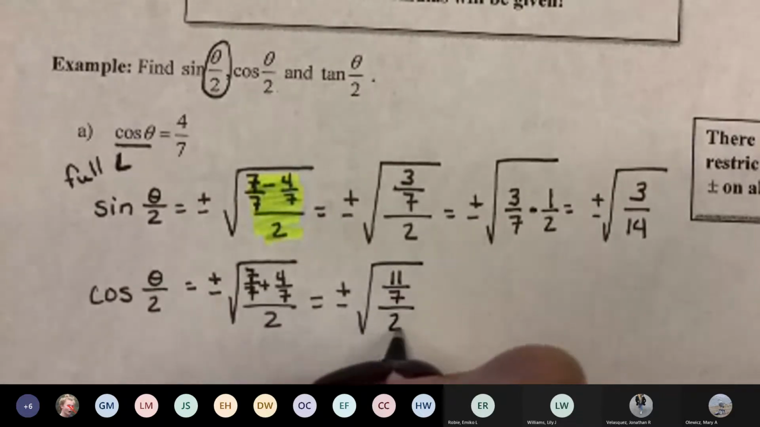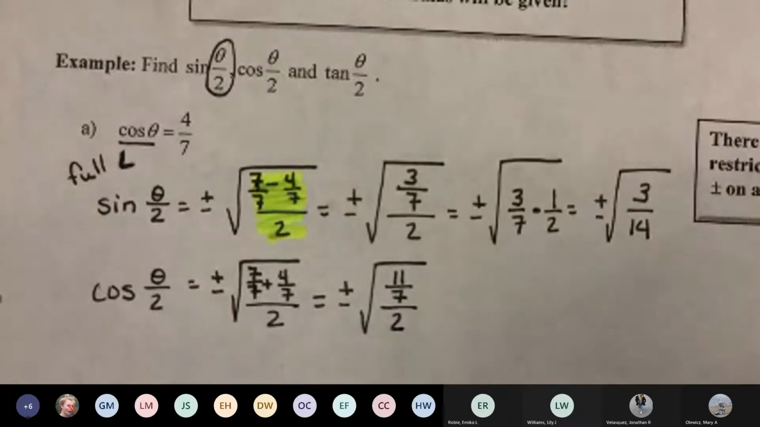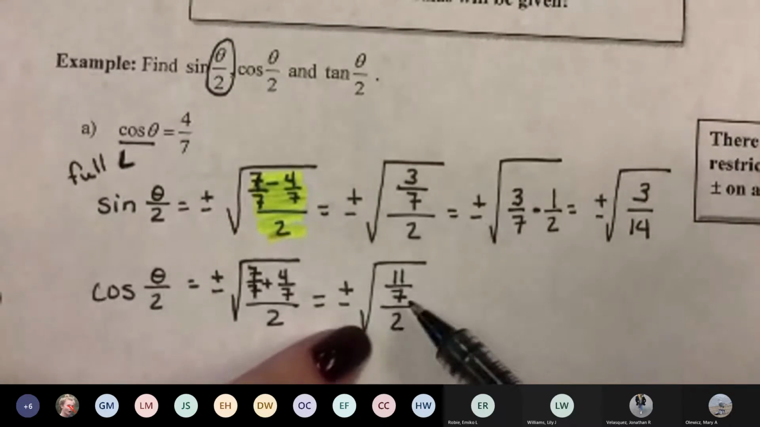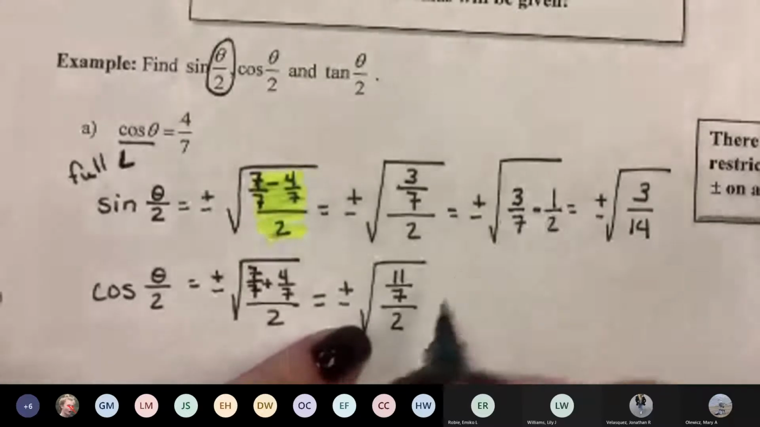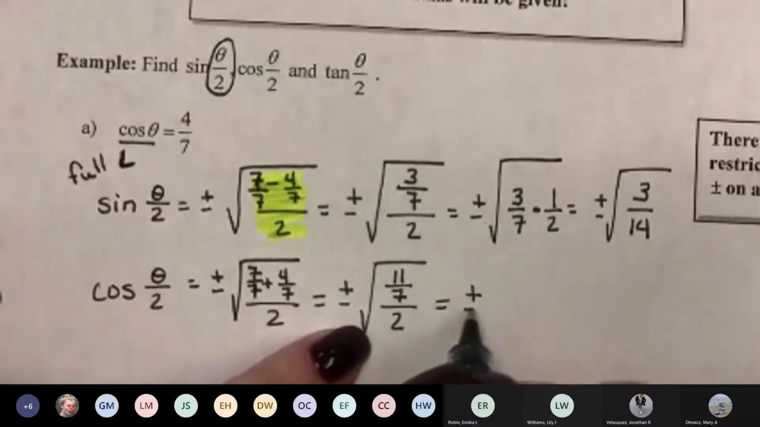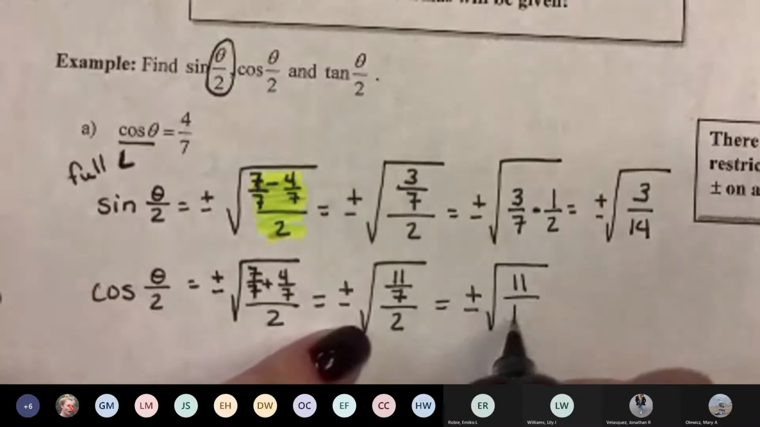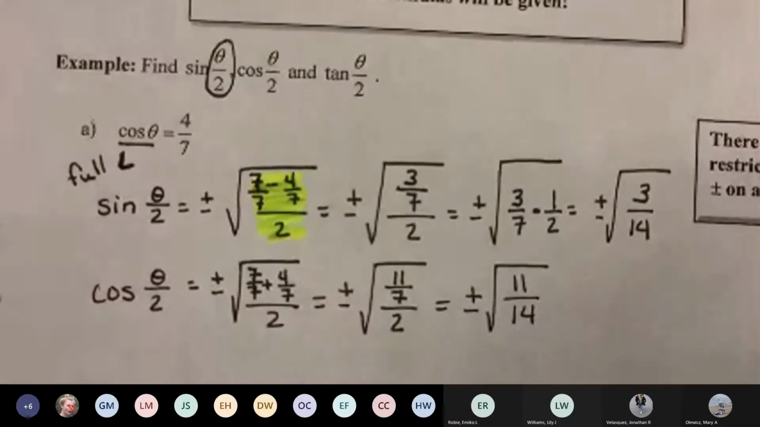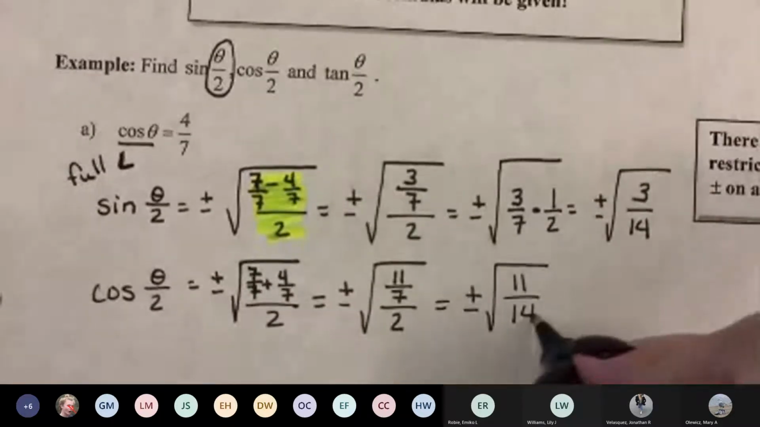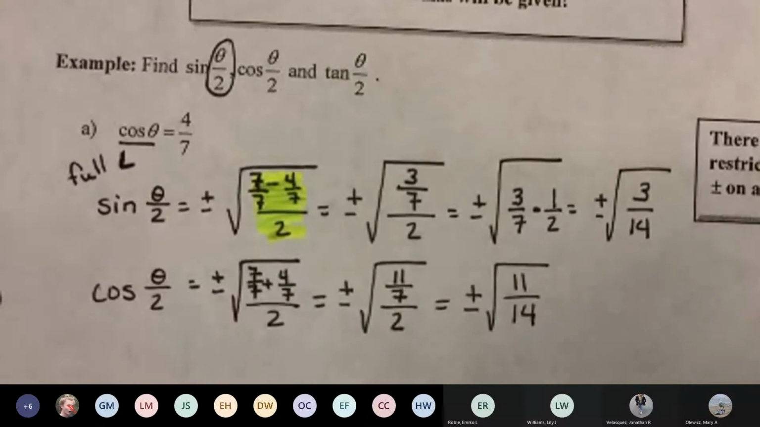11/7 divided by 2. Now, just like last time, I'm going to say the same thing. If you divide a fraction by 2, double the denominator of the fraction, which means this is really 11/14, and you're done. That's it. That's all there is to it. You are finished.